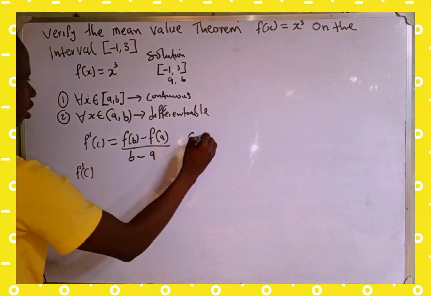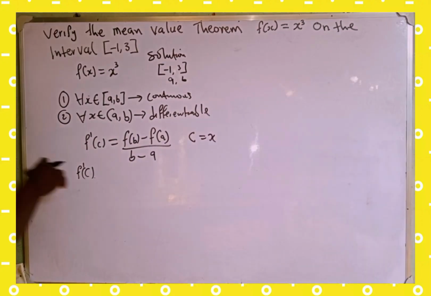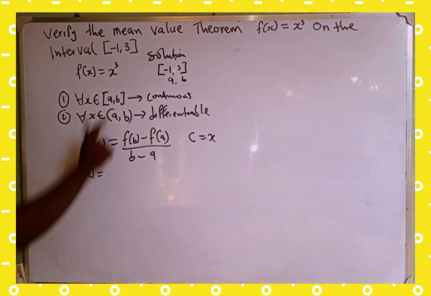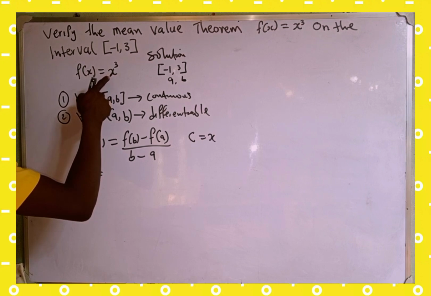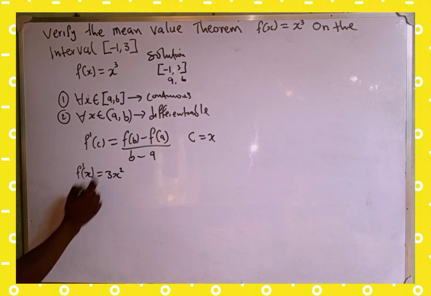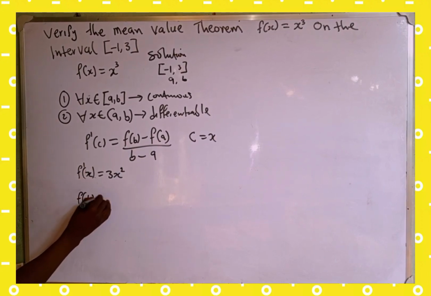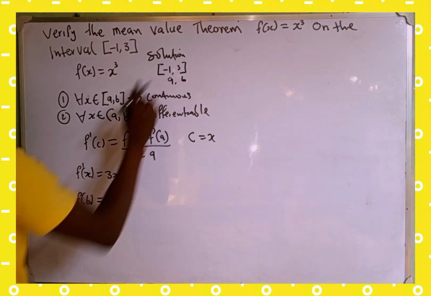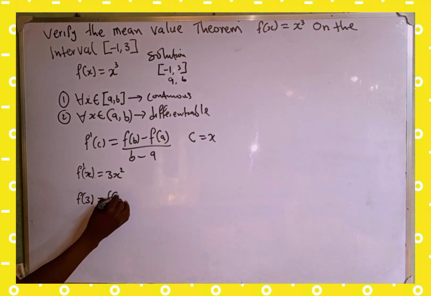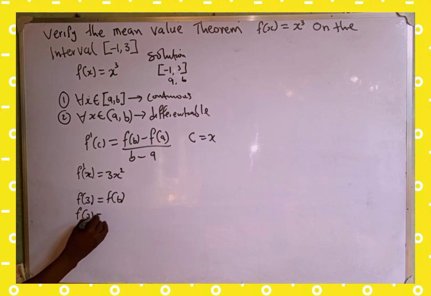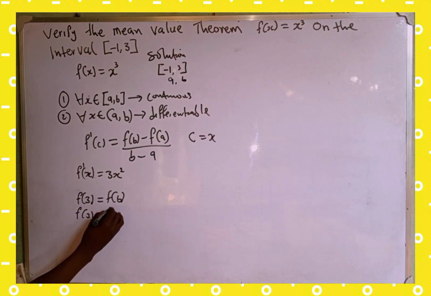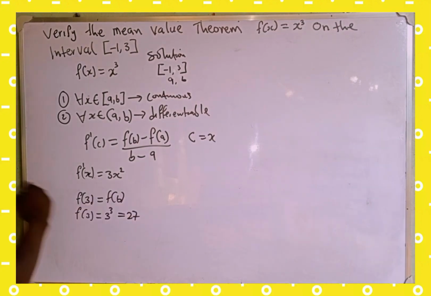Recall that c is the same as x. So f prime of c is the same as f prime of x, and we are going to differentiate this function. If you differentiate x cubed, you have 3x squared. Now to get f of b: b is 3, so that is f of 3. Anywhere we see x in the function, we substitute 3, so we have 3 to the power 3, which is 27.